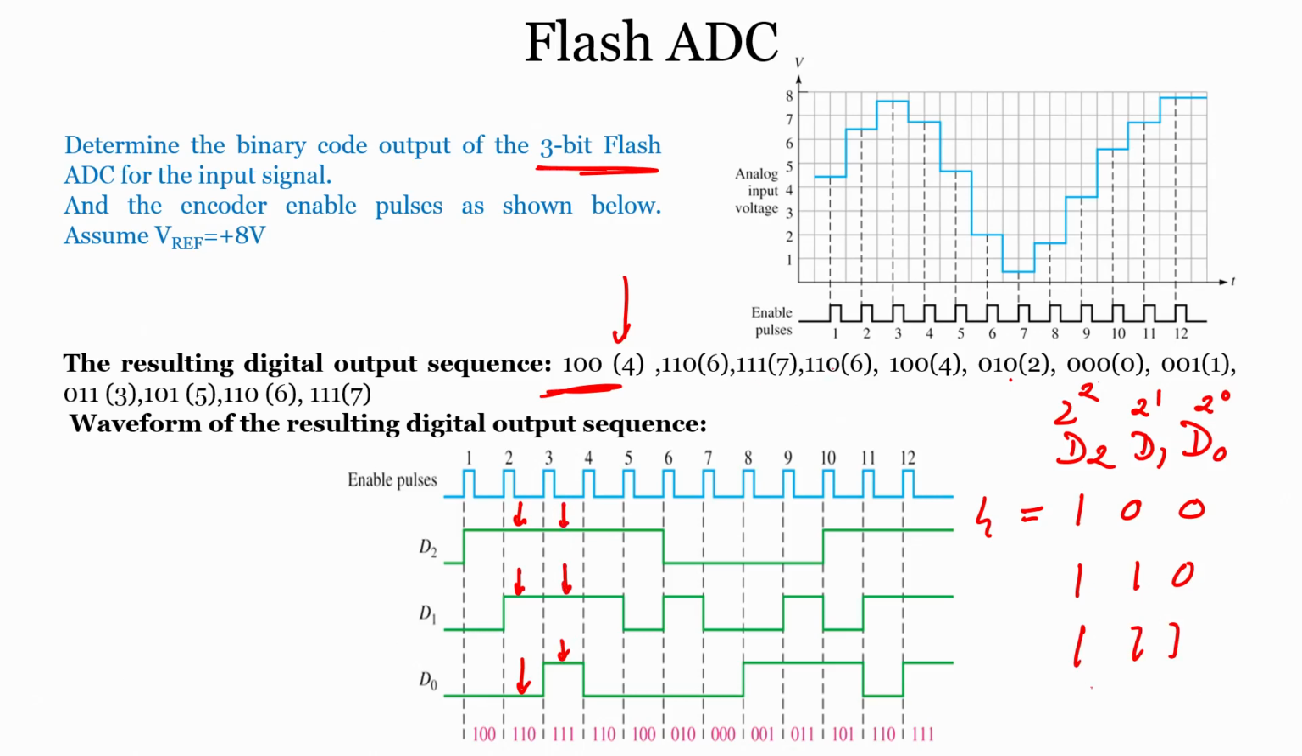The fourth pulse is 1 1 0. So, it will be 1 here, 1 here and 0 here. It is very easy to draw. Very easy to draw the waveforms of the resulting digital output sequence.